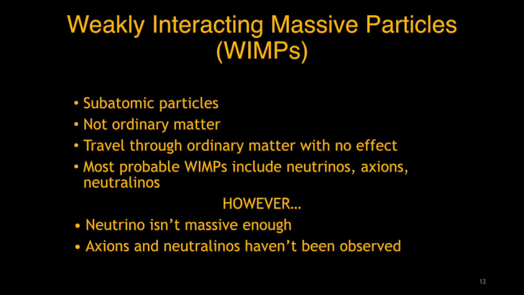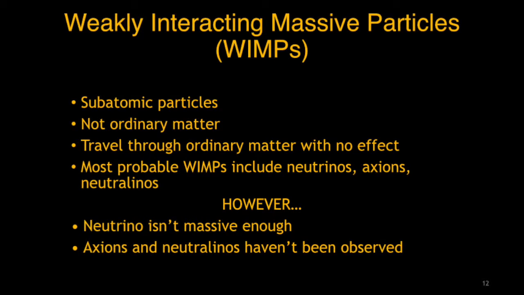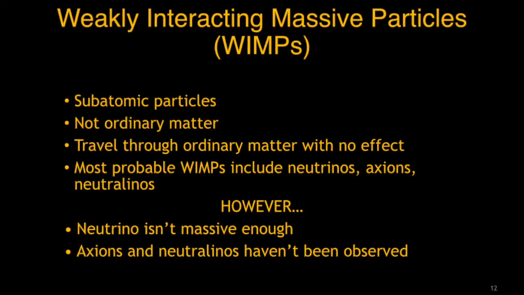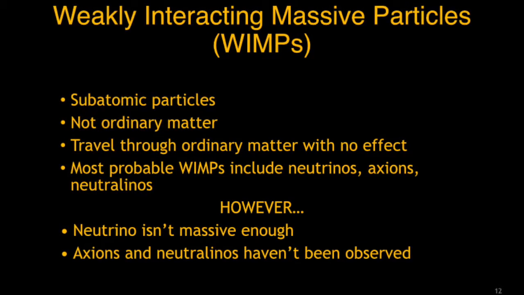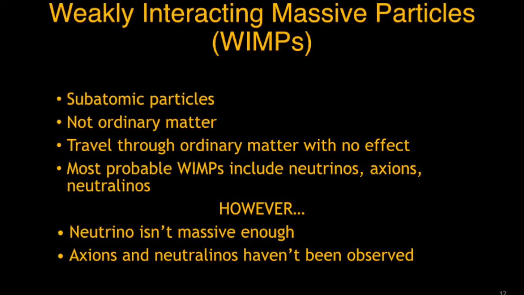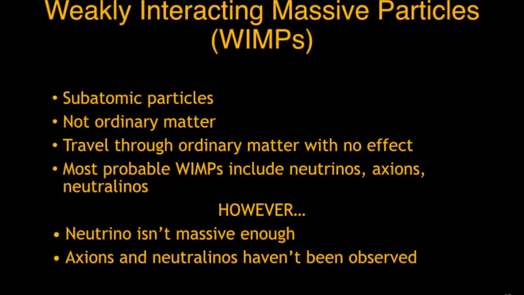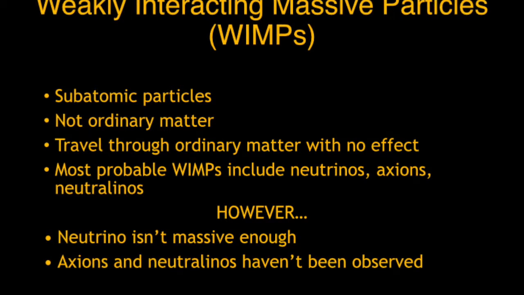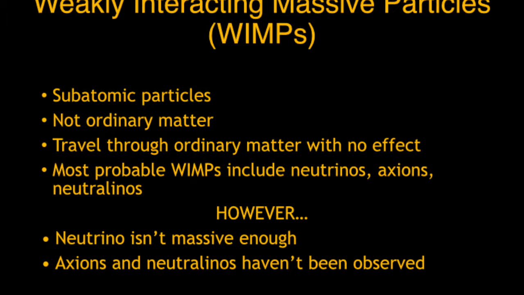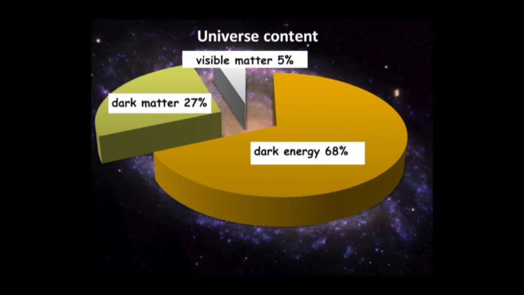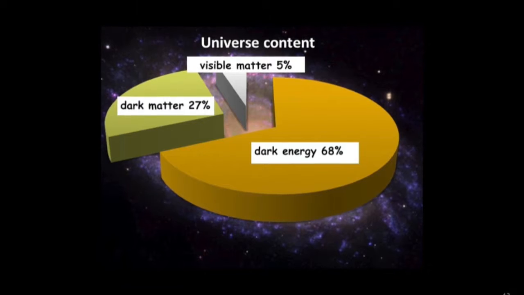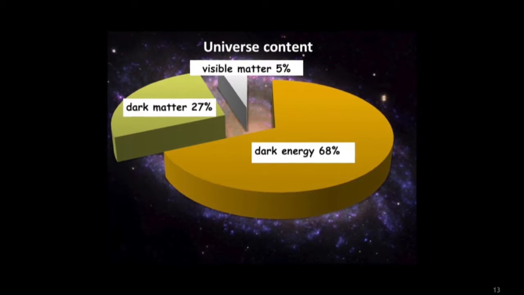A second leading theory on the composition of dark matter is weakly interacting massive particles, or WIMPs. WIMPs are subatomic particles that are not made of normal matter. In this sense, the term massive simply refers to particles having mass. WIMPs are able to travel through ordinary matter with no interaction, which is why they are called weakly interacting. WIMPs with the highest possibility of making up dark matter include neutrinos, axions, and neutralinos. However, neutrinos simply are not massive enough to be components of dark matter, and axions and neutralinos have yet to be observed. So what we have here is an unknown invisible mass that makes up about 85% of all matter and 27% of the entire universe, and only interacts with normal matter through gravitational force.